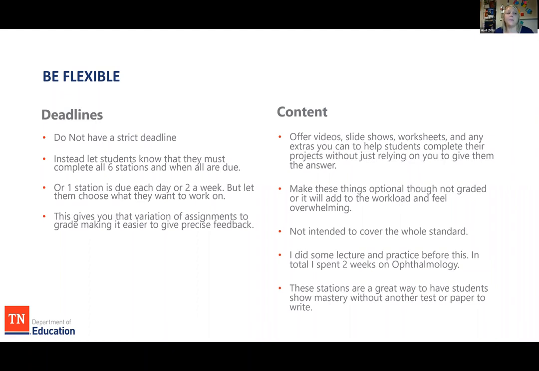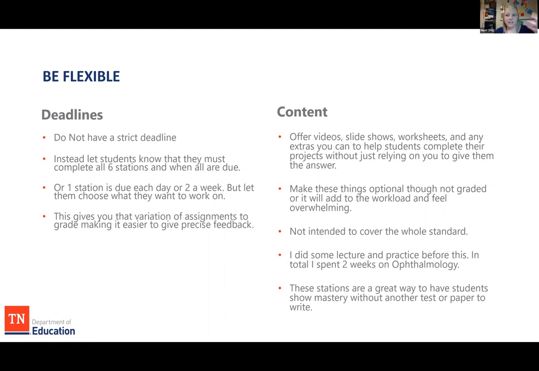And it just makes it a lot easier to grade when you're not doing 20 of the same thing that is very difficult to grade, and it lets you get that feedback back to the students. For content, offer variations of things. Have your slideshows, worksheets, videos, and let them refer to that.